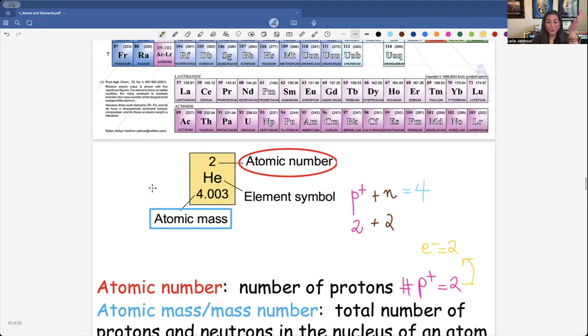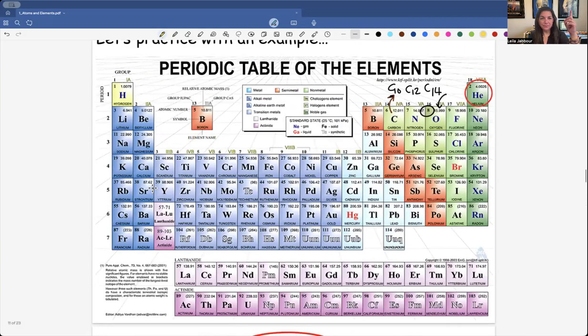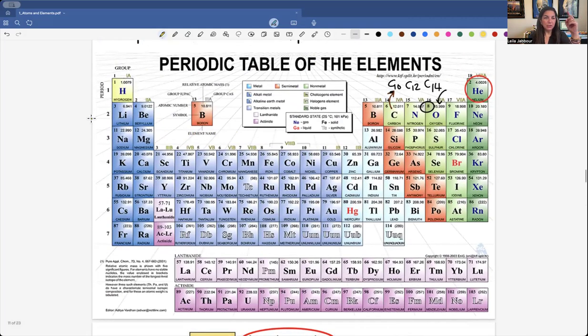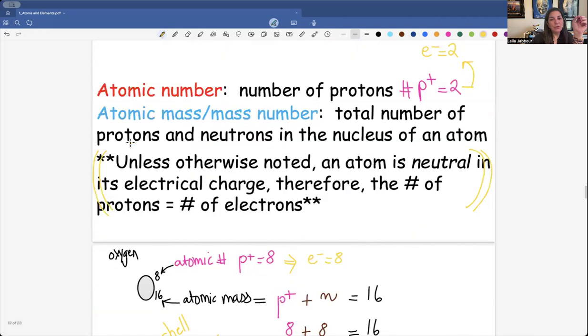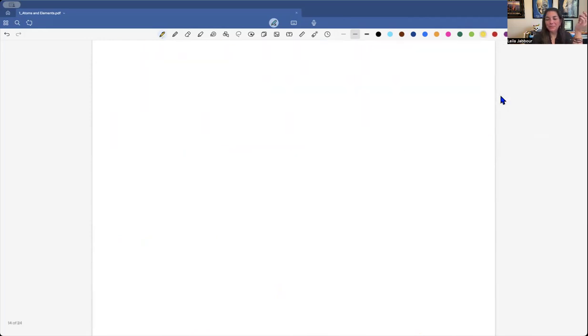Now, with another atom, it could be different. I'm going to do another example: sodium. And sodium is right here. Look at sodium. It has an atomic number of 11 and atomic mass of 22. So let's do sodium on its own page. That way you start getting the feel for what we're doing here. So what did I say?